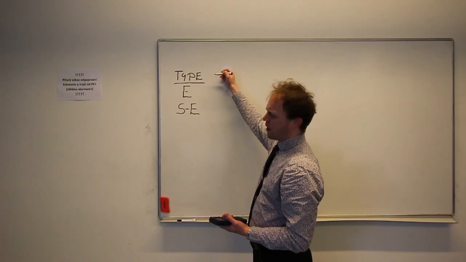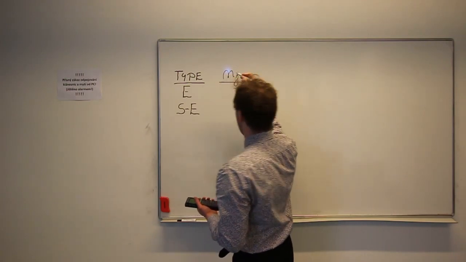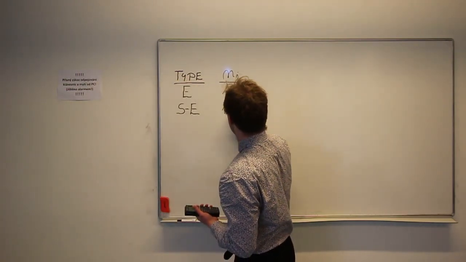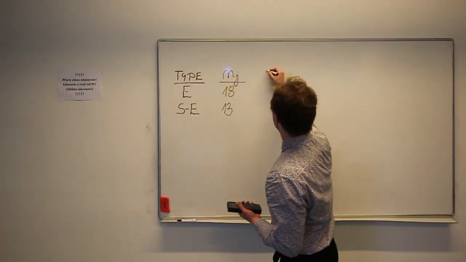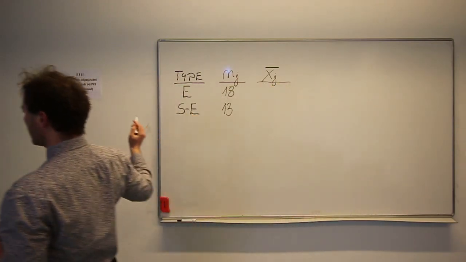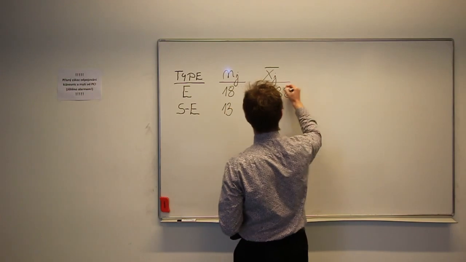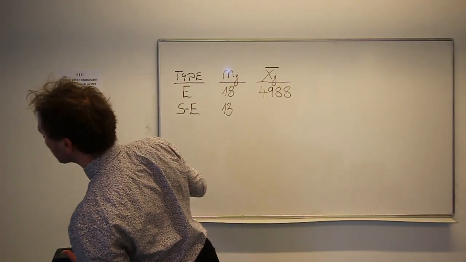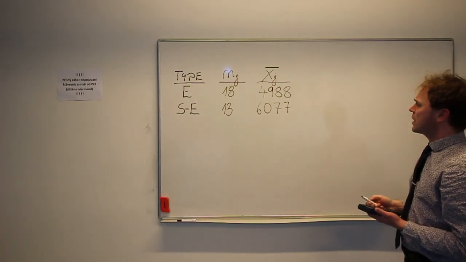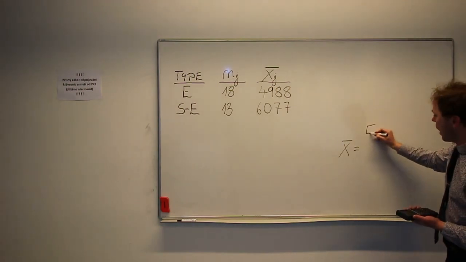Okay, so I will rewrite on the whiteboard what was on the screen. NJ frequencies, yes, absolute frequencies, 18 and 13 households, and individual XJ with stripe, individual averages, 4,928, 4,988, and the self-employed 6,077.